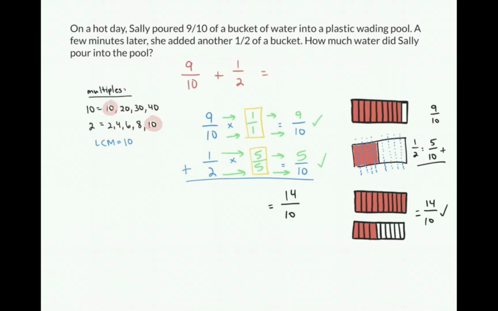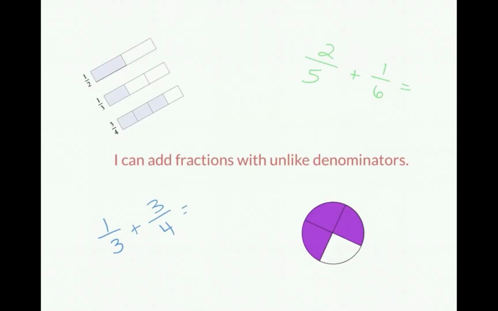So to answer the question, Sally poured 14/10 buckets into the plastic wading pool because once you find the common denominator, the sum between 9/10 and 5/10 equals 14/10. Now you will be able to add fractions with unlike denominators. You will use the standard in the real world like Sally did. She added 2 different amounts of liquid and needed to know the total amount of that liquid. When you have 2 amounts of liquid and the fractions have different denominators, now you'll know how to add them.